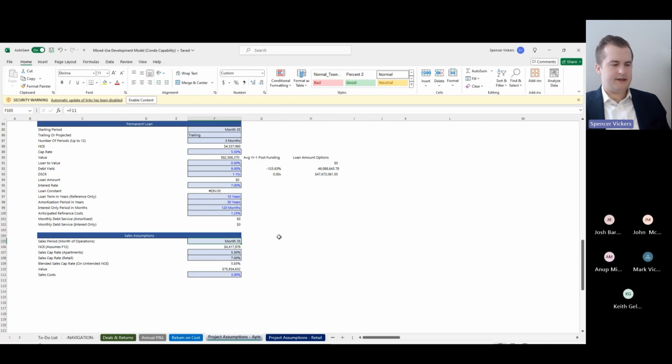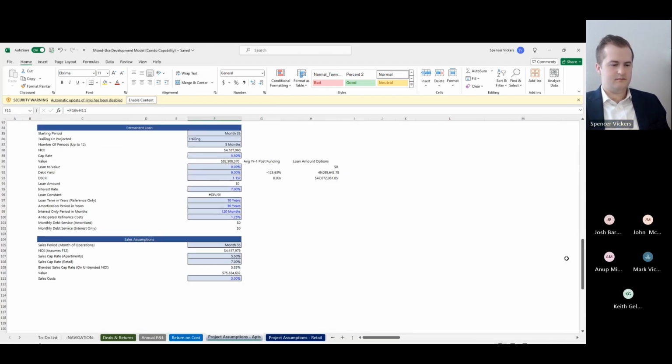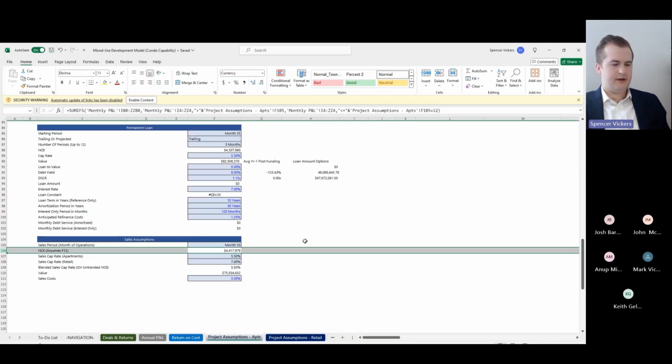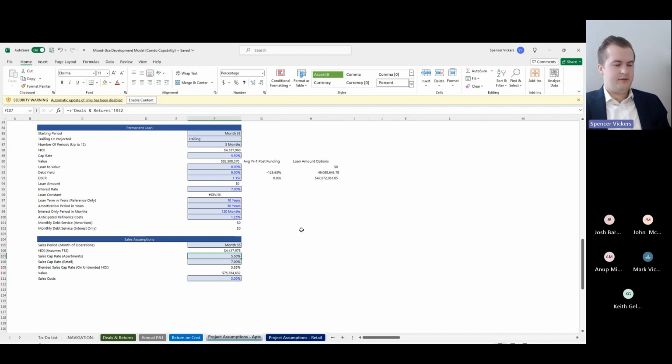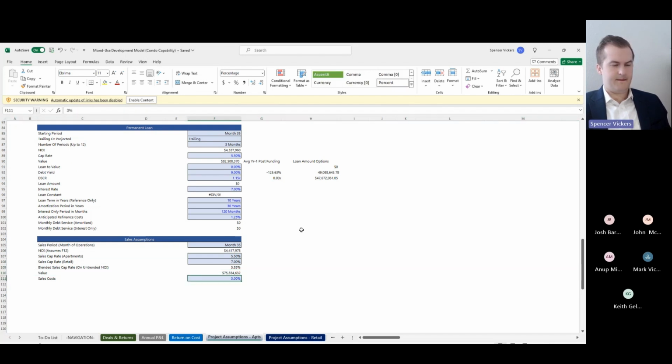This is the sale information, which is tied to this that we put up here. It's driven by when stabilization occurs. The NOI, the forward 12 NOI at disposition, the cap rate for the apartments, the cap rate for the retail, and the blended for the two, and then the value that pops through, and sales costs.